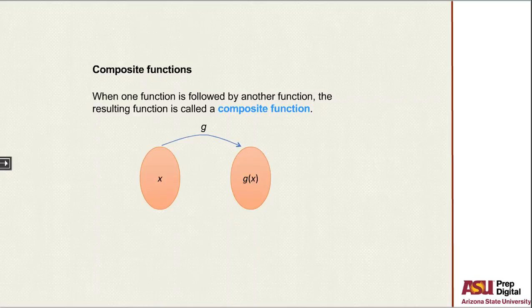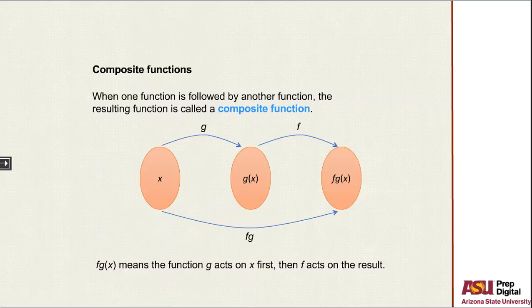And so what this might look like: when x goes through the function g, we get the output g of x. Well, if we then put that result into function f, we have created the composite function, f of g. And so you get this little pathway where x is being acted on by g first, and then that answer is being acted on by f, and the resulting output is what f of g is.